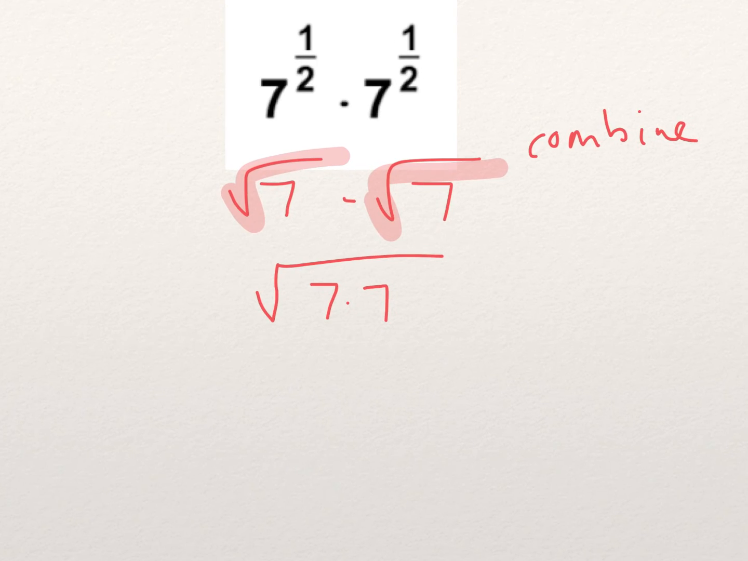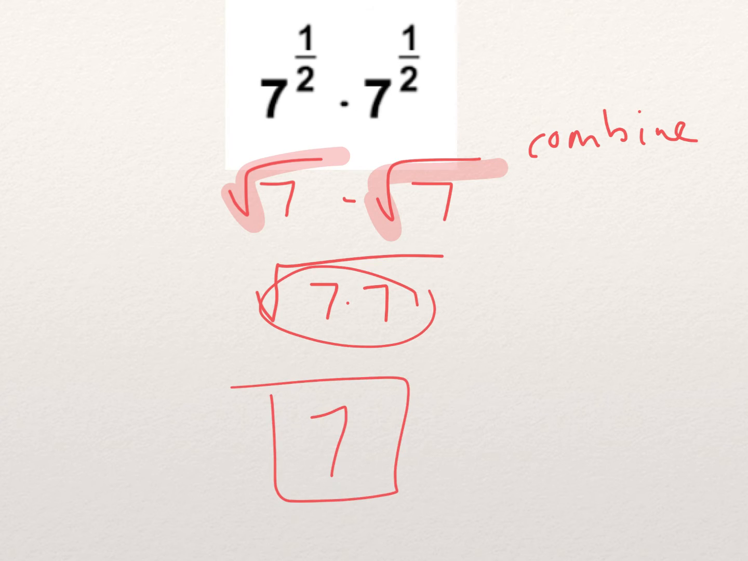So we have the square root of 7 times 7. Can we break down 7 anymore? No. We want to circle groups of what here? 2. Groups of 2. Do we have 2 of a kind here? Yes. So we would circle our 2 7s, and then what comes out? 1 7. Just 1 7. That's our answer. The 1/2s turned into the square roots.